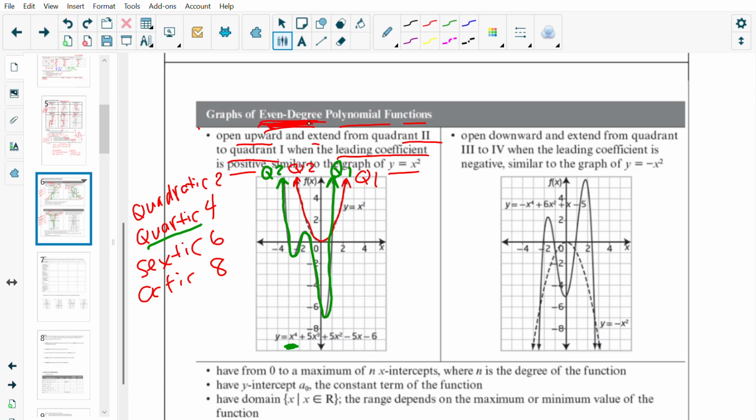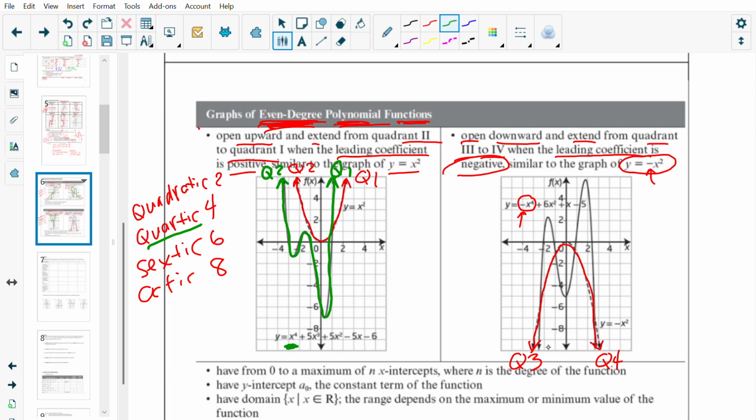All right, next one. Even degree polynomial functions open downward and extend from quadrant 3 to quadrant 4 when the leading coefficient this time is negative. So the leading coefficient here for this quartic is negative, similar to its close cousin y equals negative x squared. So a quadratic that opens down because the lead coefficient is negative. So these are even degree polynomial functions. Here's our quadratic. Okay, opens downward because of a negative lead coefficient, starts in quadrant 3, ends in quadrant 4.